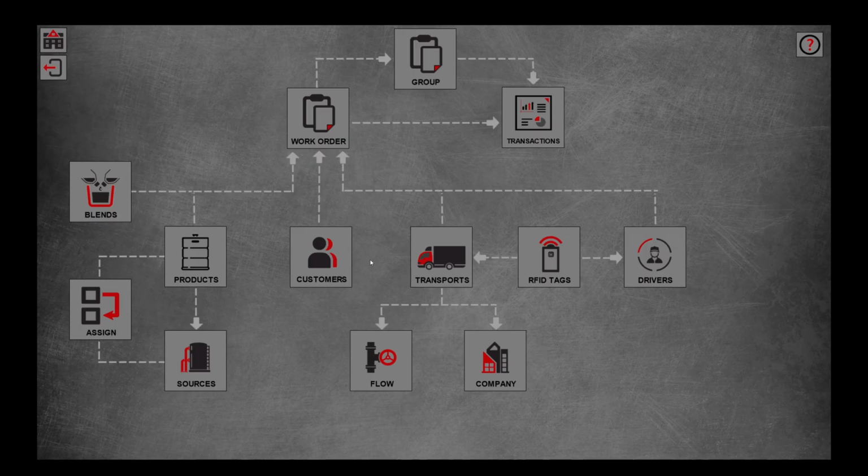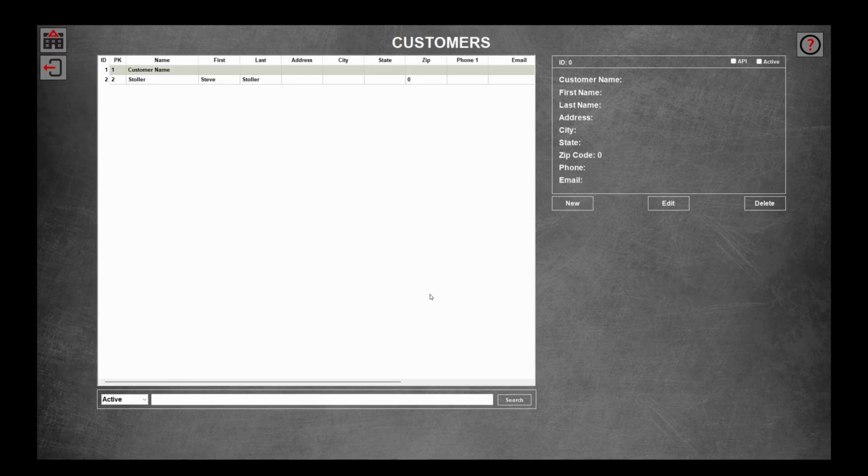From the data screen, click on the customers icon. This will display the full customer list. If the system uses API software, those customers will automatically populate here as well. This gives the operator a complete view of their customers in the system.